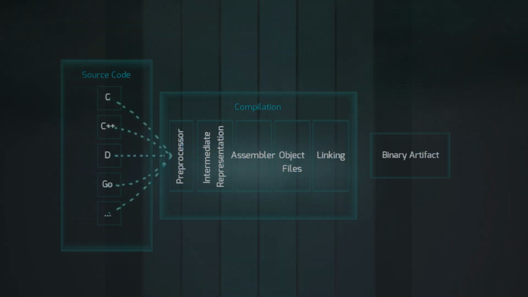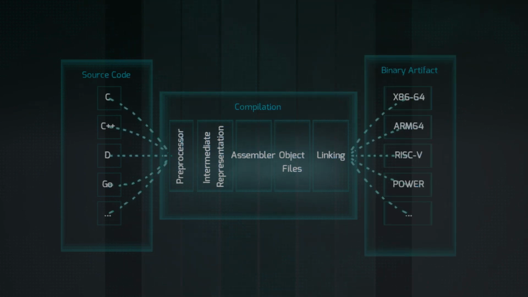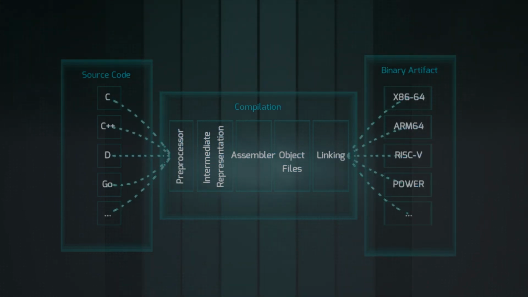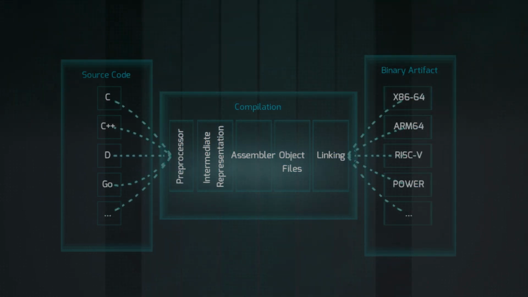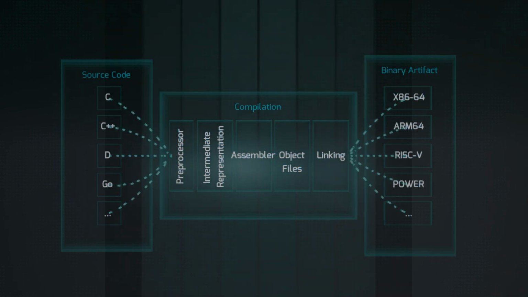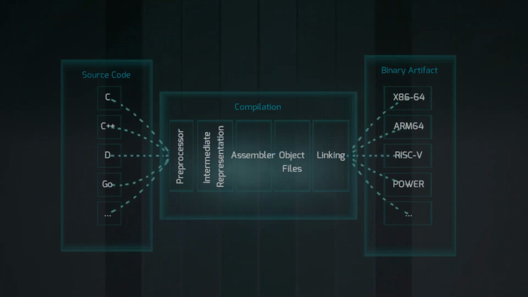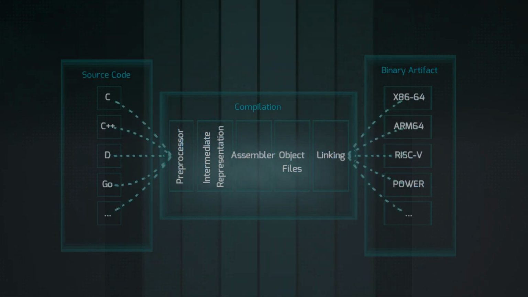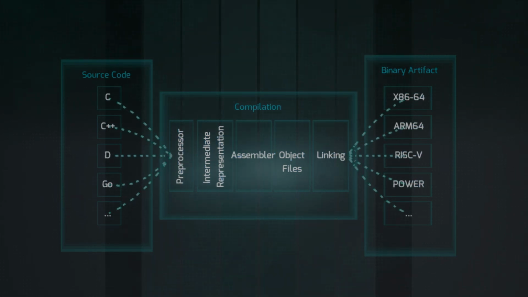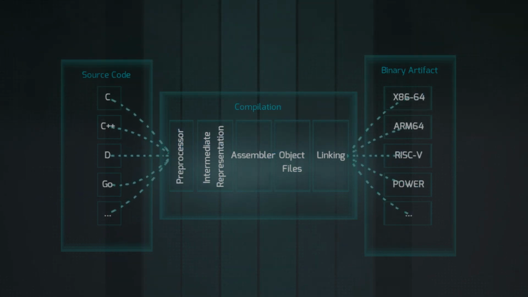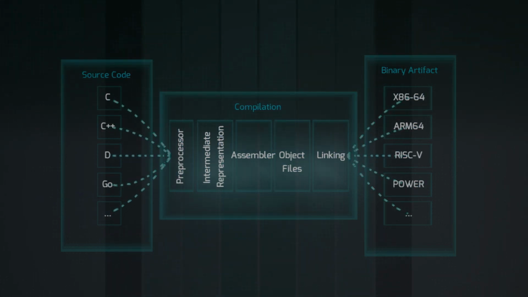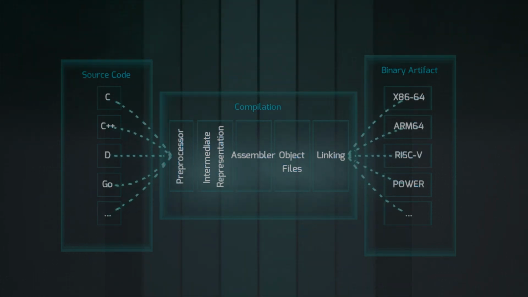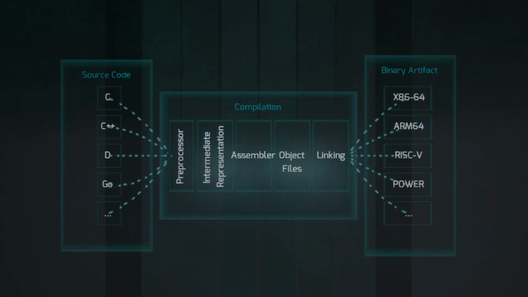On the other end of the pipeline, we also have a wide range of platforms and architectures we may want to support, such as x86, ARM, RISC-V, Power. So as you can see, there are many possible combinations of input language and output architecture. That's why splitting the compilation process into separate phases makes sense. It allows the compiler to remain flexible, portable and efficient across all the combinations.